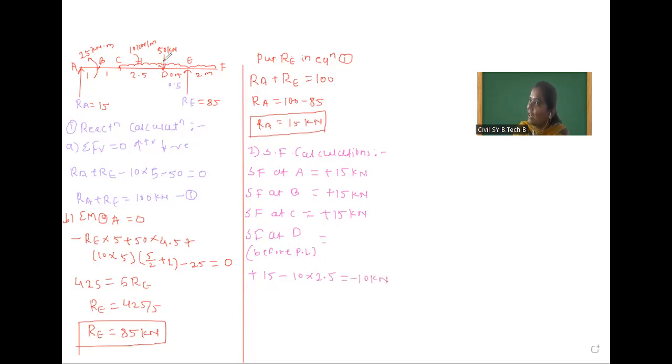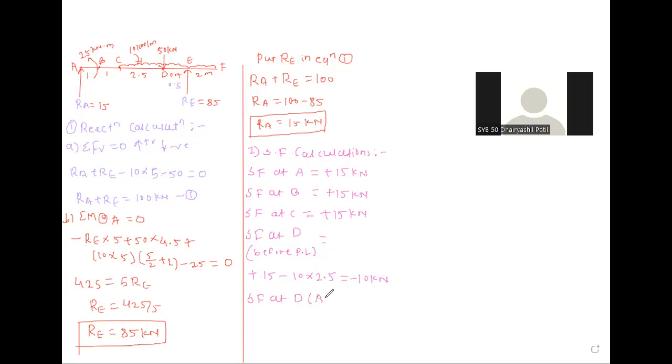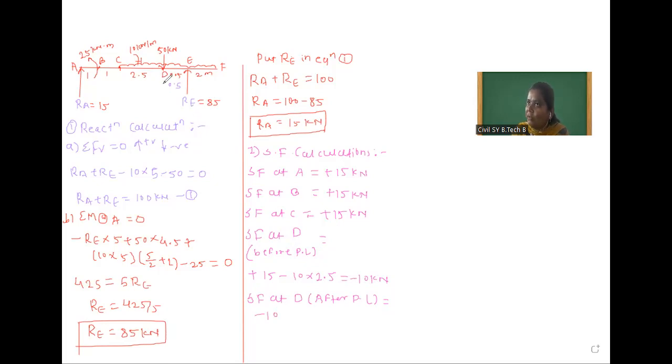After that, we will calculate at D with considering this 50. So shear force at D, but after point load, which is equal to, up to this D point, shear force is minus 10. And at D point, downward 50 load is there. So minus 50, which is equal to how much? Yes, minus 60 kilonewton.